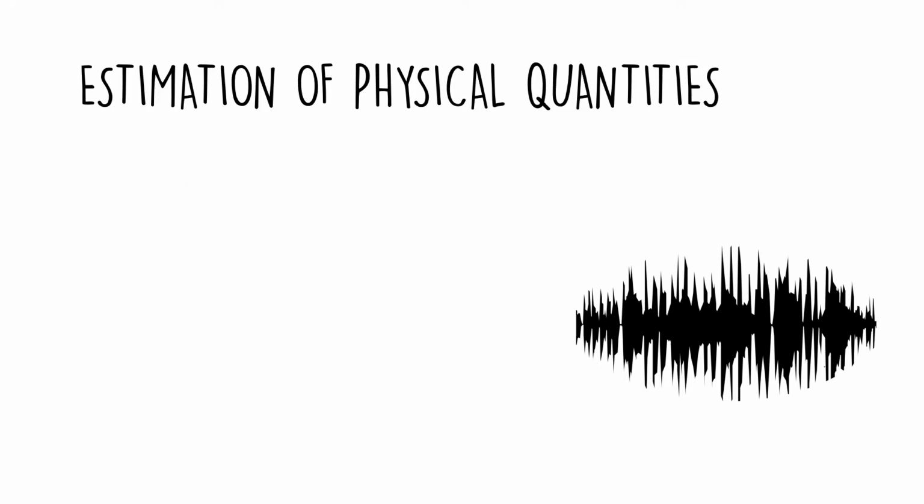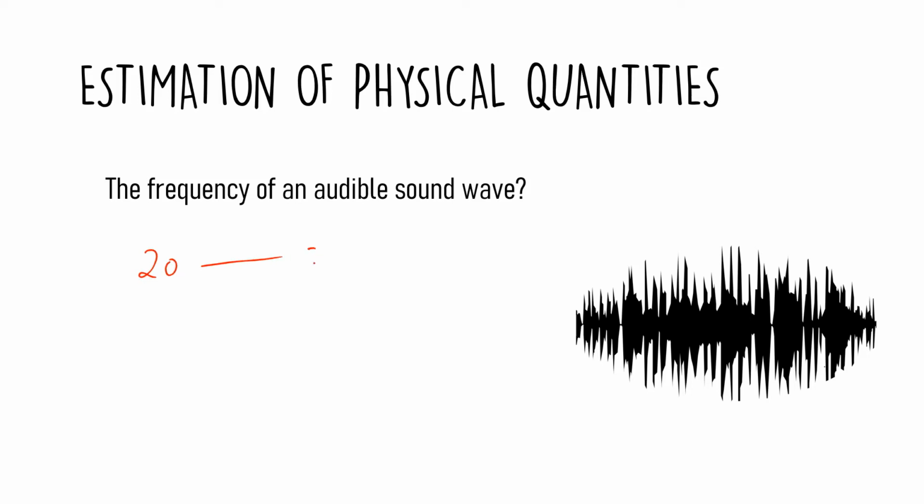Moving on, they've also asked in the past, what is the frequency of an audible sound wave? Now that's quite easy, because we know that humans can hear anywhere between 20 hertz to 20,000 hertz. So you can give any value between that and you're good to go.